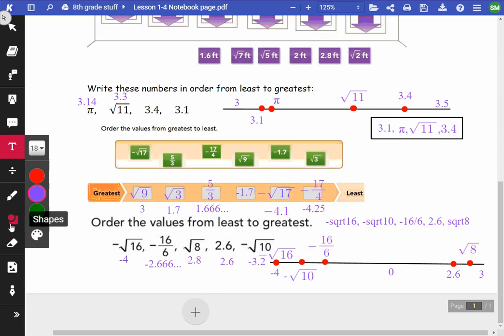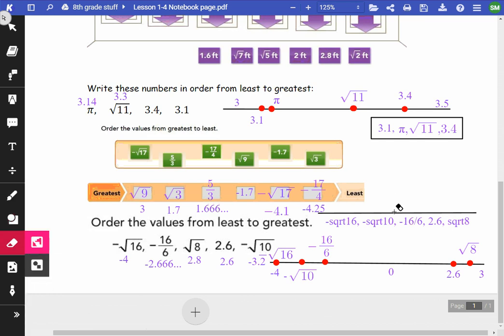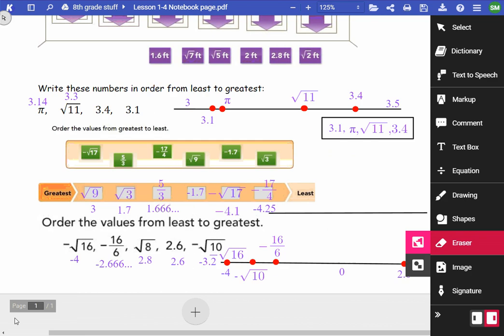I'm going to put a box around it. Actually, that's a line. Oh, shoot me now. How do you undo? Do we have an undo? Probably not. No. Well, you're going to have to scroll back and see.